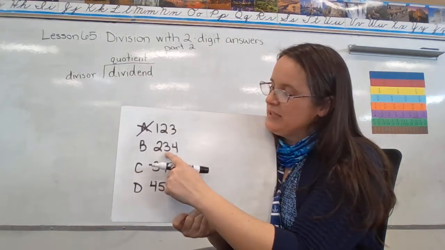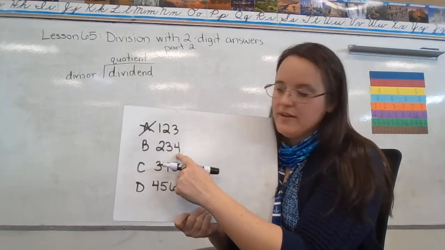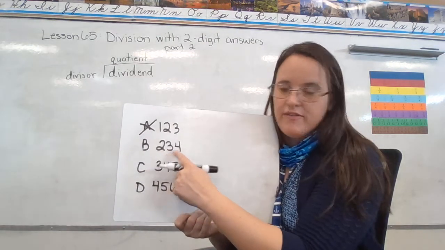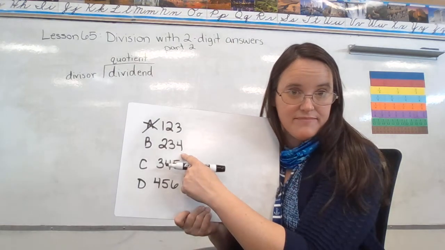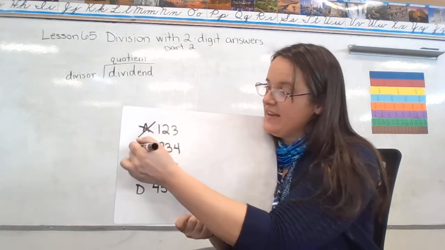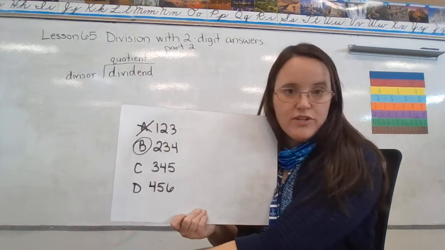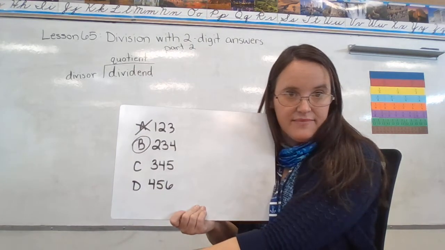What about 2 plus 3 plus 4? 2 plus 3 is 5. 5 plus 4 is 9. Can you divide 9 by 9? Yes, you can. So 234 is divisible by 9.